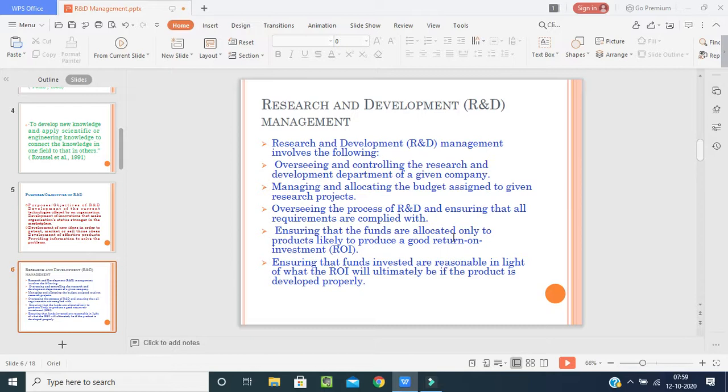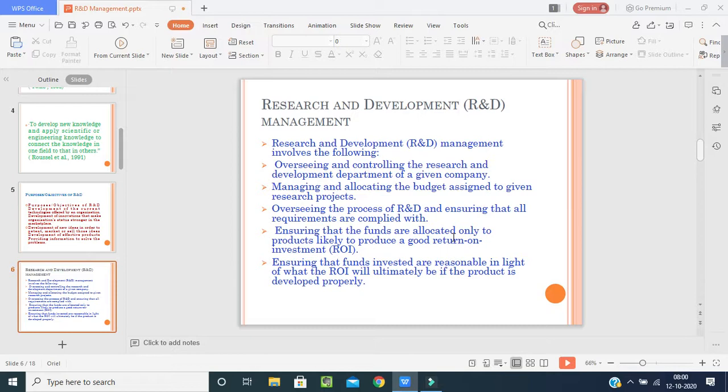Now, managing and allocating the budget assigned to given research projects. So what they will manage and how they will allocate. That means they have to set the budget. Whatever research projects are given to them, they have to manage within the limited amount, and they have to allocate the amount or the resources within a given time, at a given place, for a given thing.